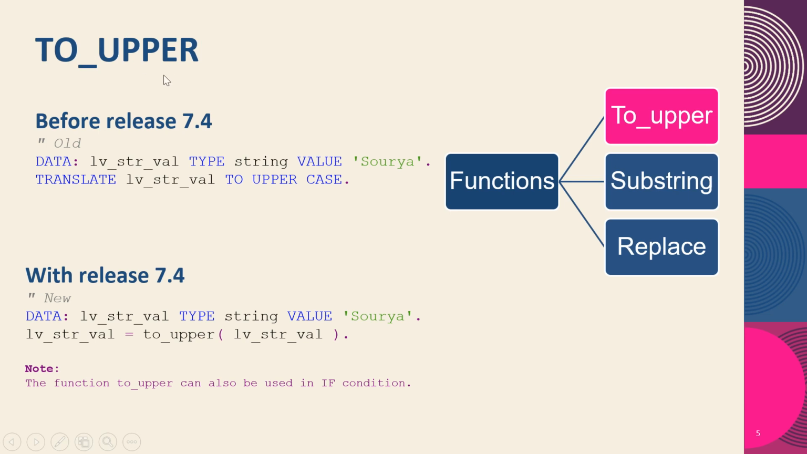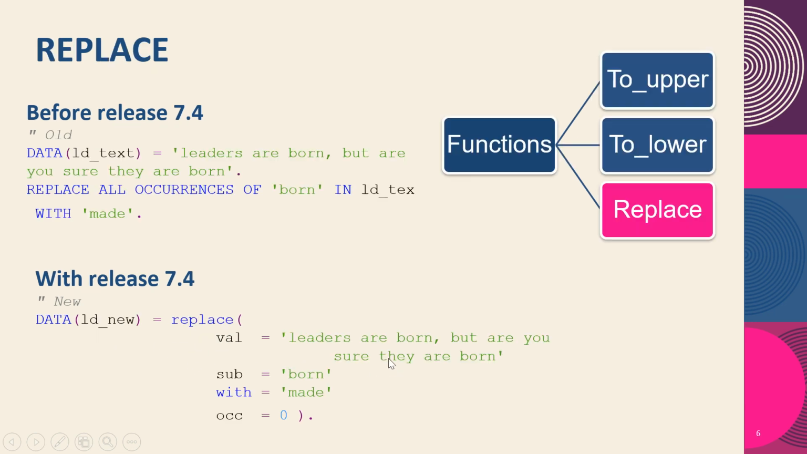So before 7.4, we were using the translate keyword to translate a string to uppercase. Whereas with 7.4 and after, we can use the function to_upper. The to_upper can be used in the if condition as well, because it is a function. You can use it in an if condition, the way I'm showing it here.